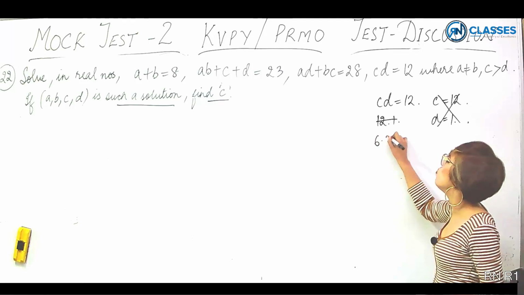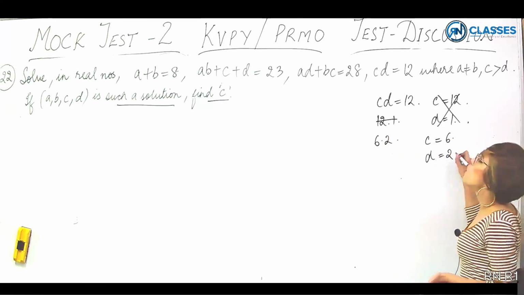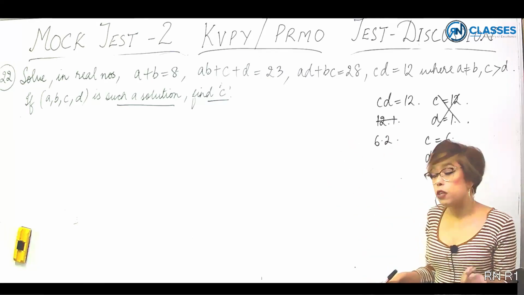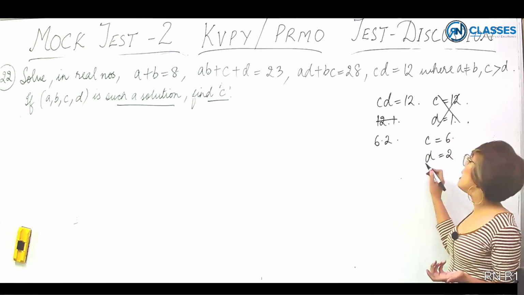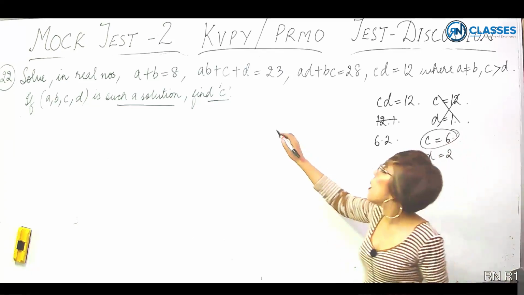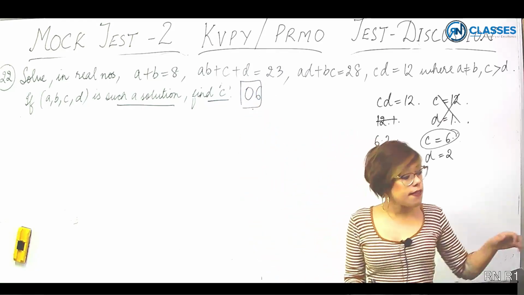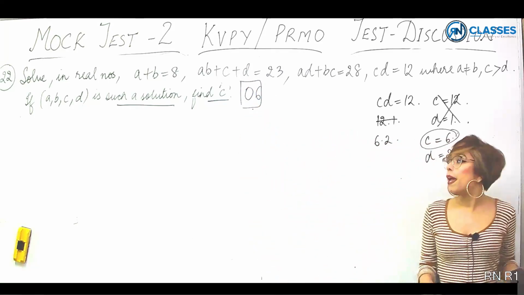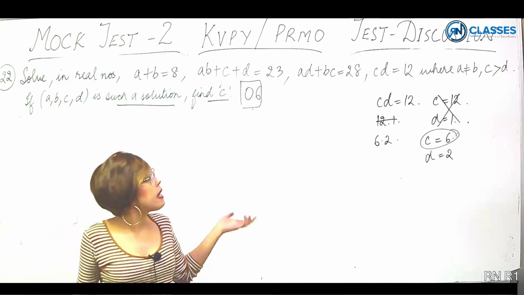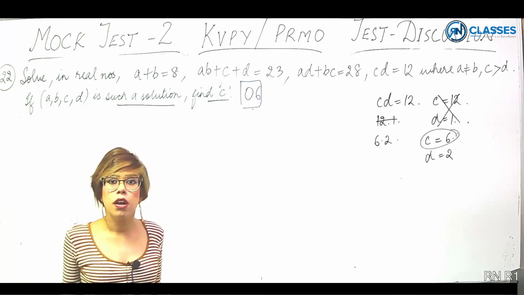Go for 6 into 2. Take c to be 6 and d is equal to 2. Solve it, check whether all the 4 equations are satisfied or not. And to your surprise, you'll find that this is satisfied. So c will turn out to be 6. That is why the answer is 0, 6. This was the very first thing that you could have done. Why? Because hit and trial is a very good method. And since integers were getting involved, there might have been integral solutions. Just find them out.